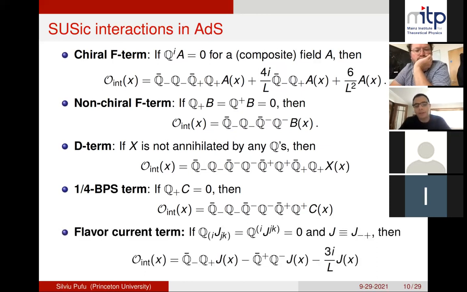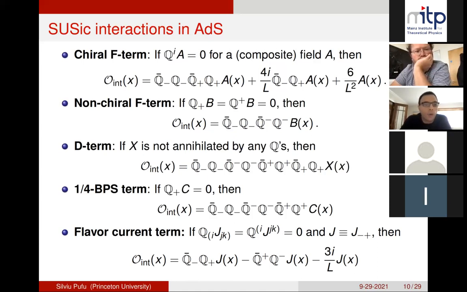And there's also a flavor current term, which has a more involved construction. Here one starts with the triplet of scalar operators that obey a slightly more complicated shortening condition, and then acting on them with 2 supercharges, one can make something that's supersymmetric. It's called a flavor current term because if we act with some supercharges on these scalar operators J, we're going to get a conserved current.